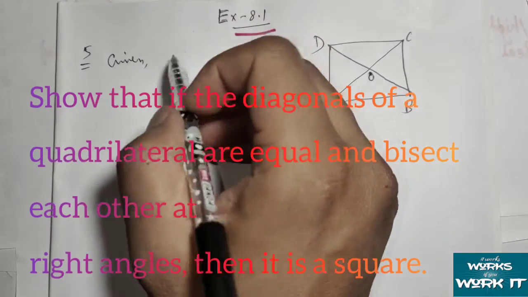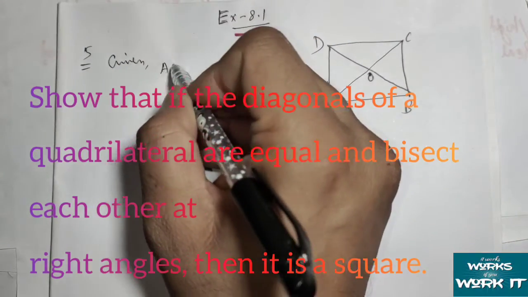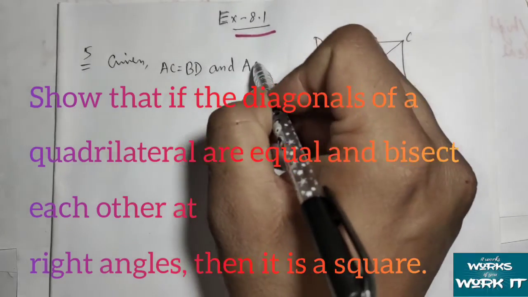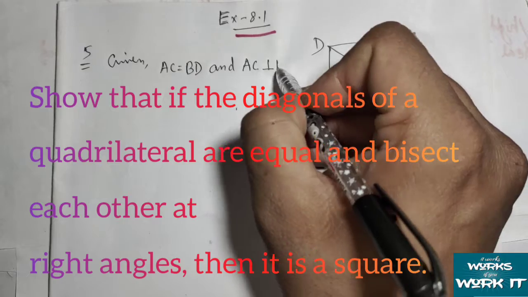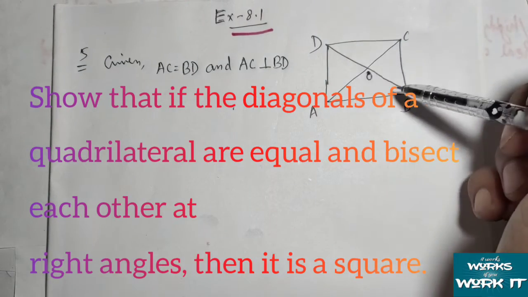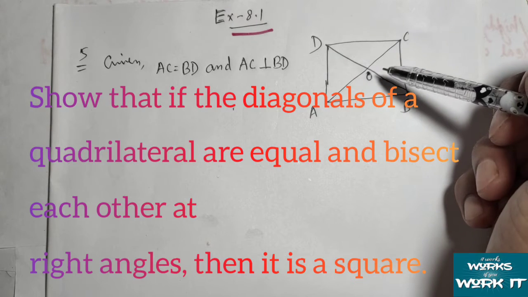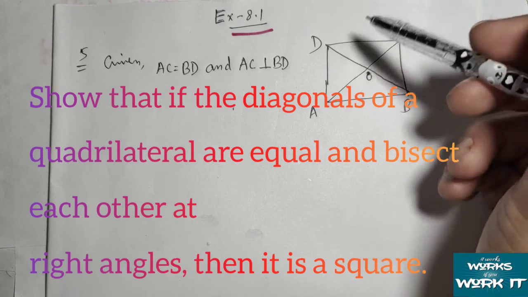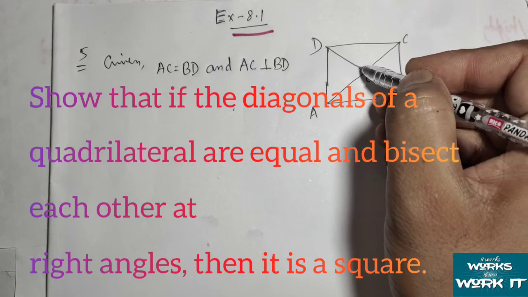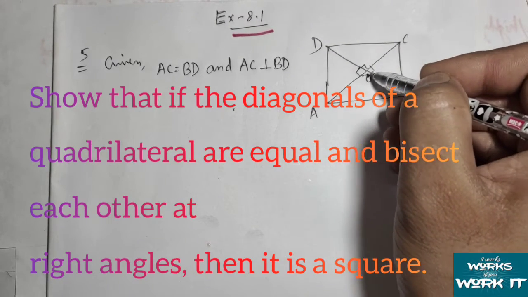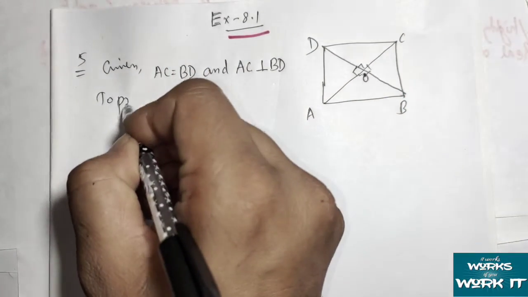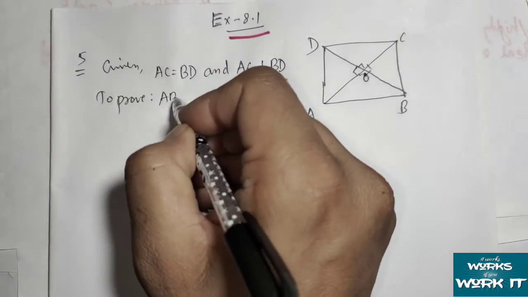What is given here? ABCD is a quadrilateral in which AC is equal to BD and AC is perpendicular to BD. Okay, diagonals are equal. It is already given. AC and BD are our diagonals here, and they are perpendicular to each other. That means AC is perpendicular to BD, so they are making 90 degrees at the center of the quadrilateral. What needs to be proved here? To prove: ABCD is a square.